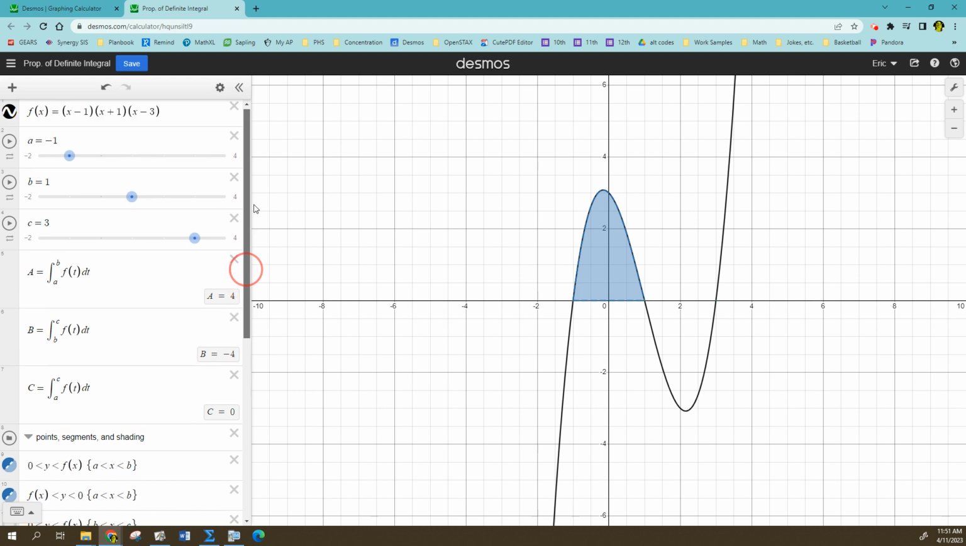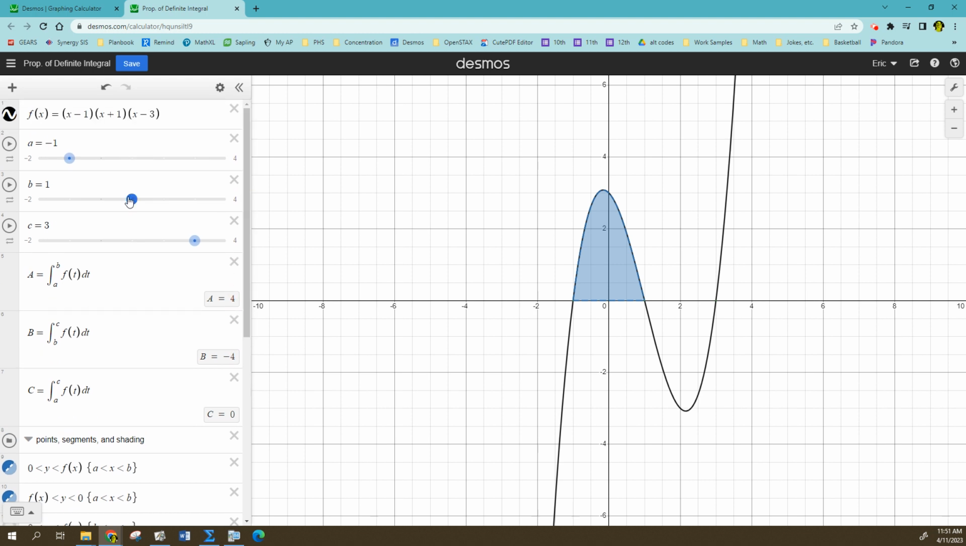Okay, but we could mess this all up. What if we make, would this work, do you suppose, if I made my middle variable actually to the right of C? Like, let's flip these around. What if this becomes 3 and that becomes 1? Now the area from A to B is 0. The area from B to C is 4. And the area from A to C is also 4. How come? What did it do? You see what I'm getting at here?